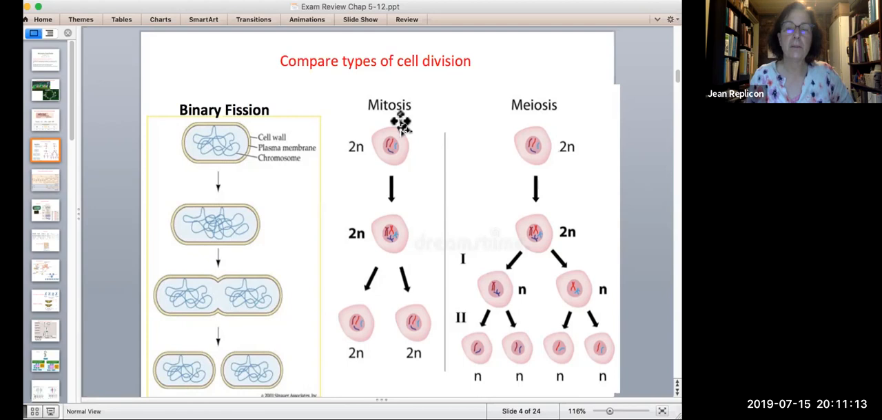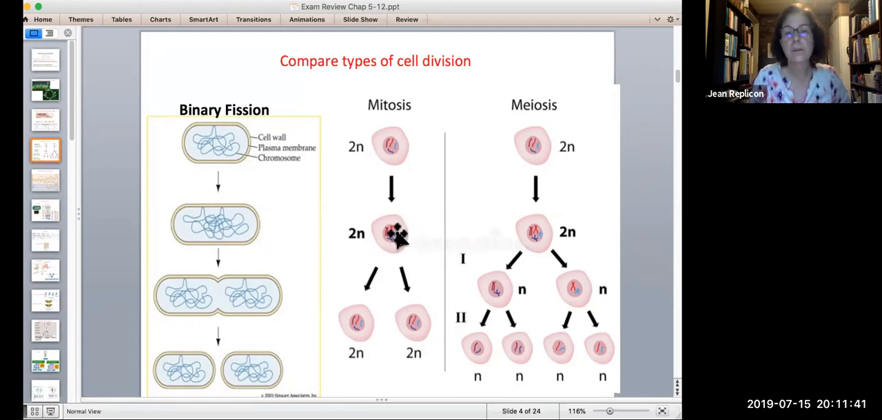And mitosis and meiosis are found in eukaryotes. Mitosis has one set of cell division where we have a diploid cell resulting in two diploid cells. This is what all of your body cells, all eukaryote body cells do. They undergo mitosis when they need more of the cells or to replace or replenish.